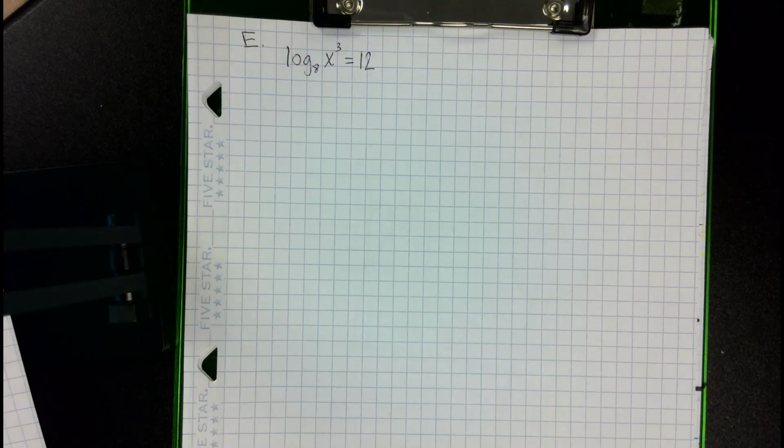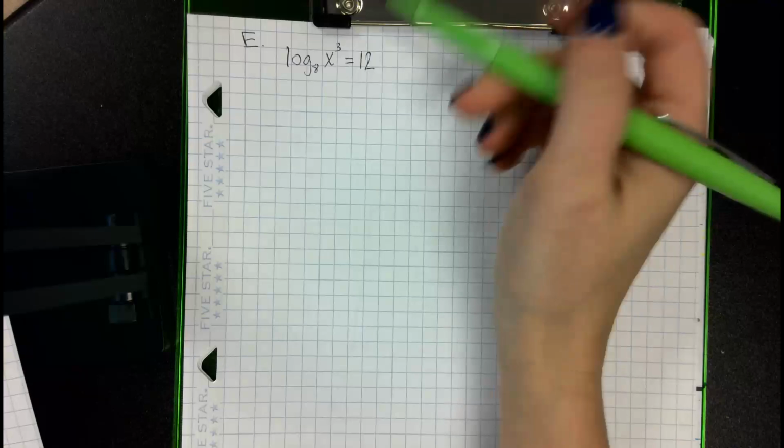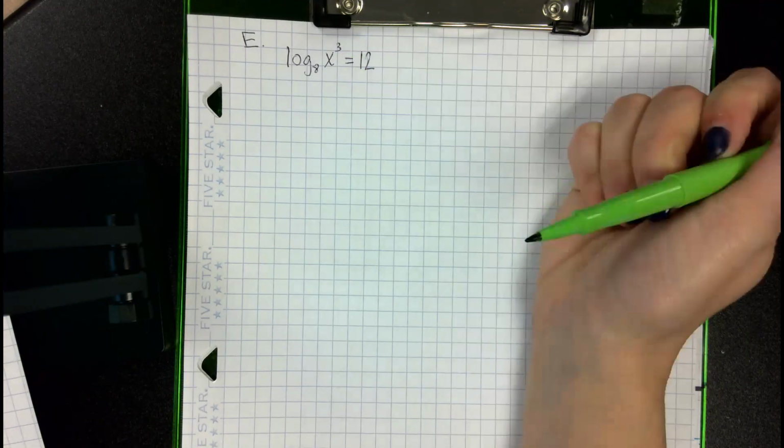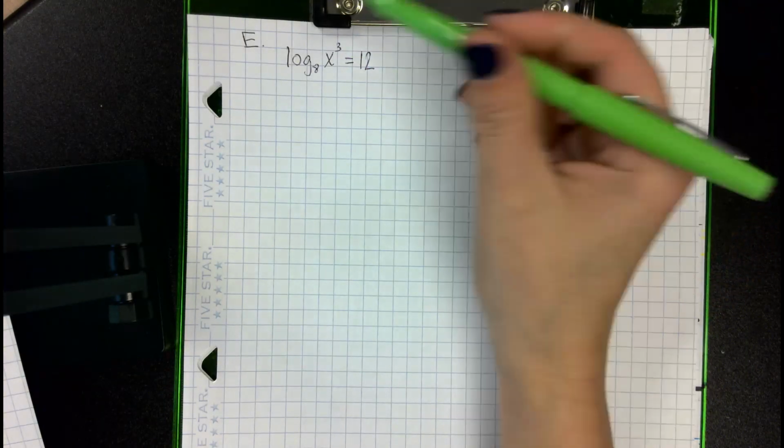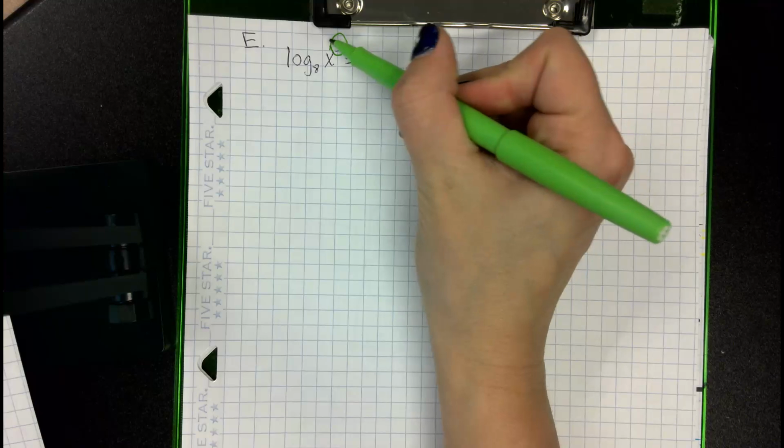Alright, next example is example E. We have log base 8 of x to the third power equals 12. So this is properties of logs. I know we had a whole week break, but before that, whenever you had an exponent inside of a log, what did you do with it? Yep, you take it and you move it out front.